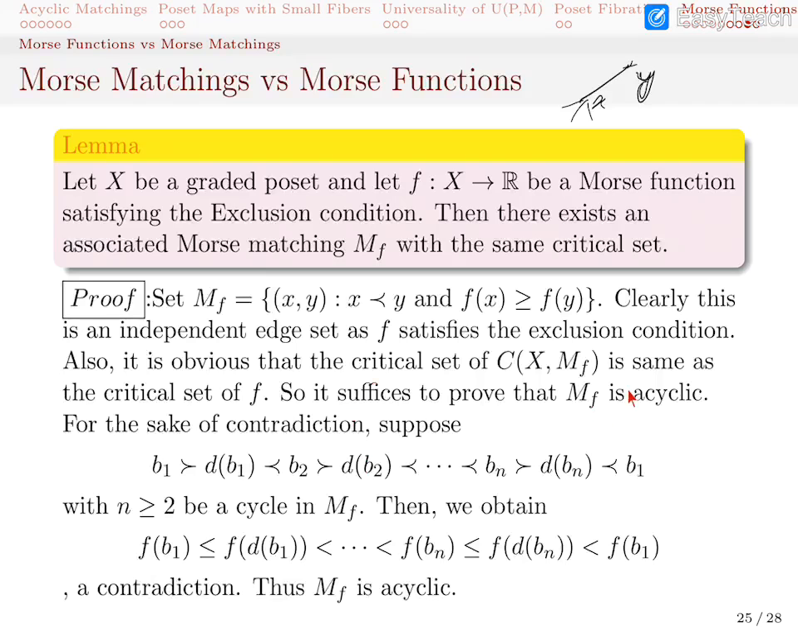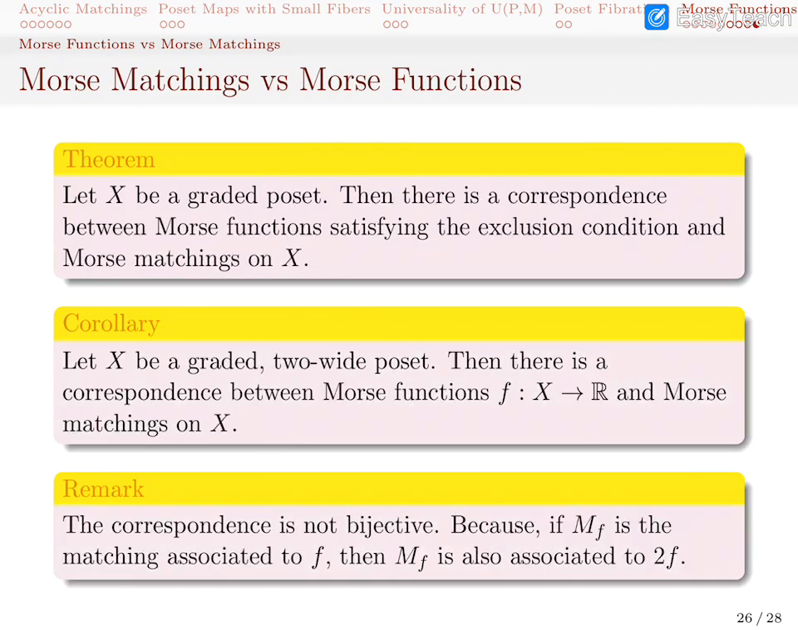But I will just prove here that this matching is acyclic. For the sake of contradiction, suppose you have a cycle like this. This is a graded poset, so it suffices to deal with this alternating path kind of thing. Then on applying f, from this definition you will have this: f(b1) will be less or equal to f(db1), because b1 is covered by db1, so f(db1) will be greater or equal to f(b1), and this will be a strict inequality, and so on. So at some point you have a strict inequality, and you start at f(b1) and end at f(b1), so this is a contradiction. Thus this matching is acyclic.